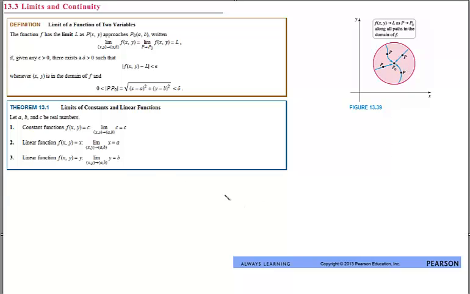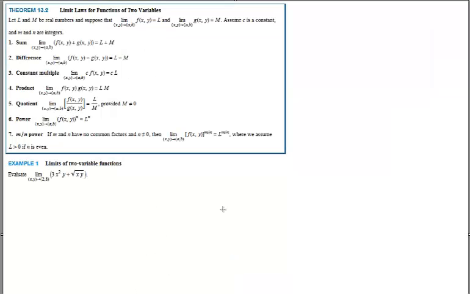Now if we have a constant function, let's notice that in 2 space we have very similar results as far as limits go. Even if we are to look at our limit laws, these results are very similar to what we got in our Calculus 1 course in just 2 dimensions.